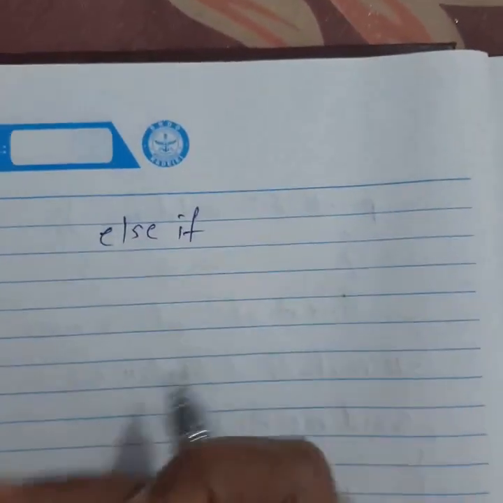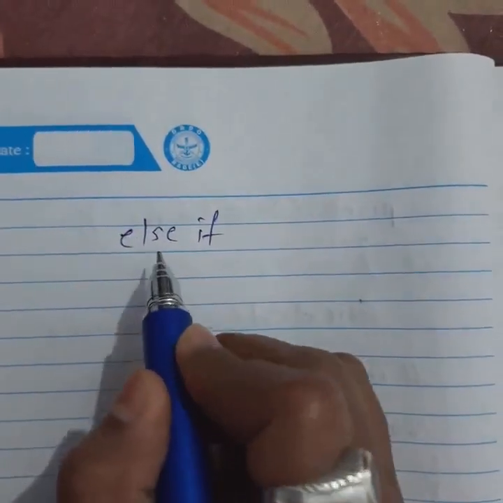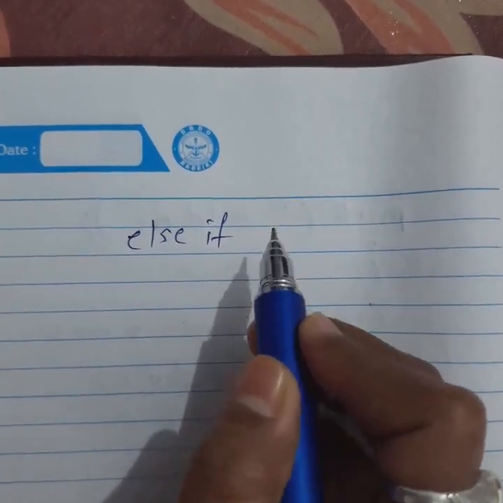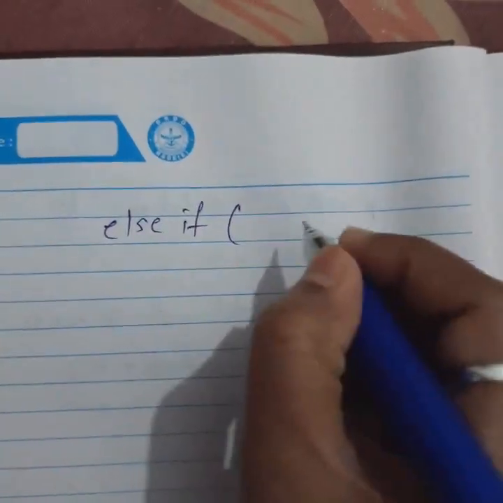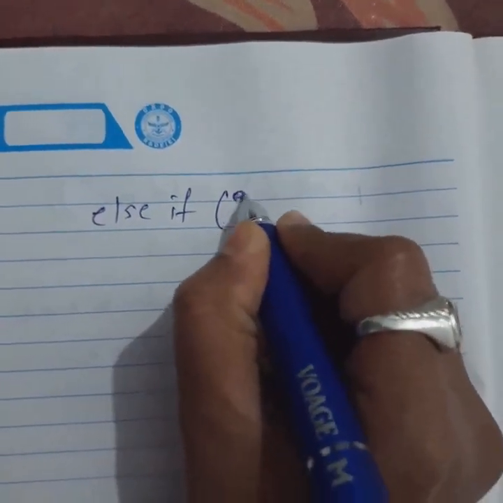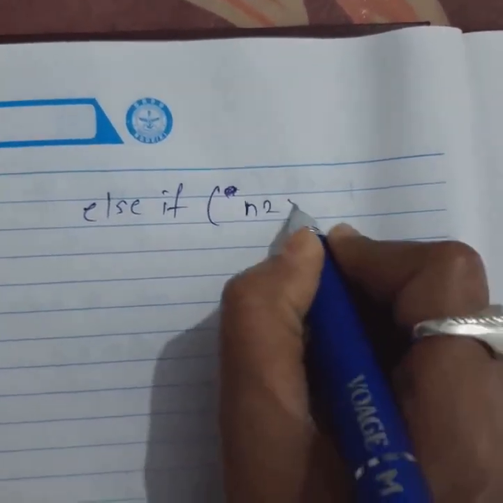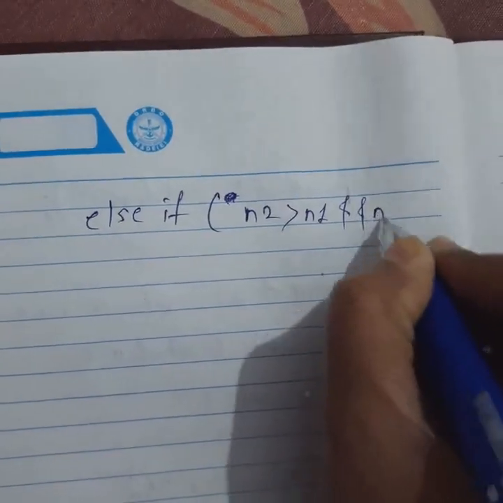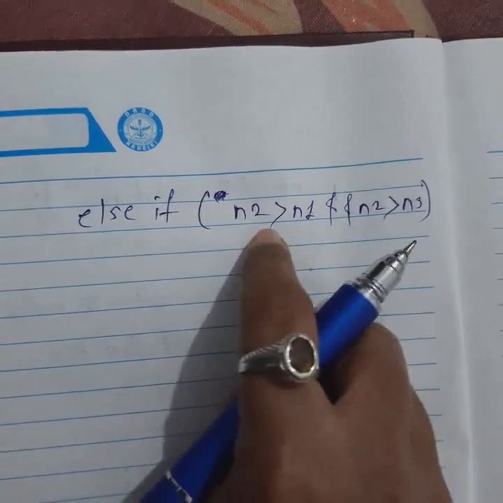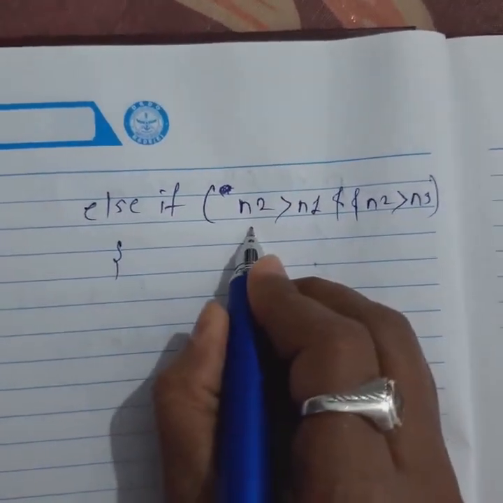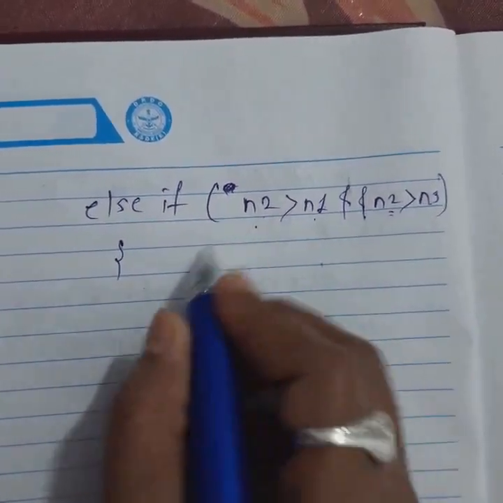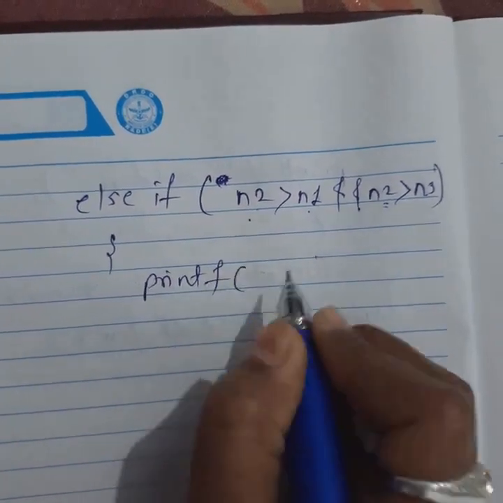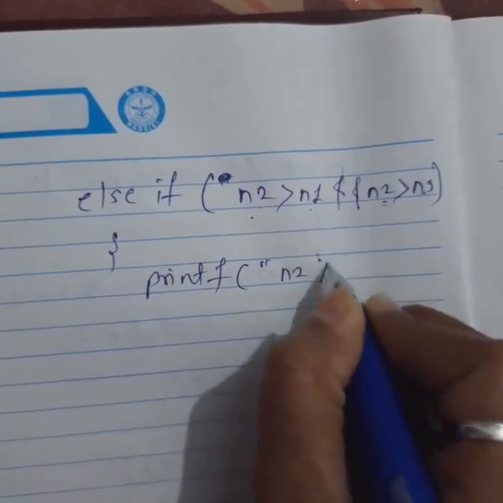If you have more than 2 conditions, then you use an else if ladder. I will make a new video for this else if ladder and if statement, flowchart, etc. In the else if ladder for number 2, don't write a double quote here. Number 2 is greater than number 1 and number 2 is greater than number 3, meaning number 2 is greater in both conditions. Again you write here "number 2 is greater".